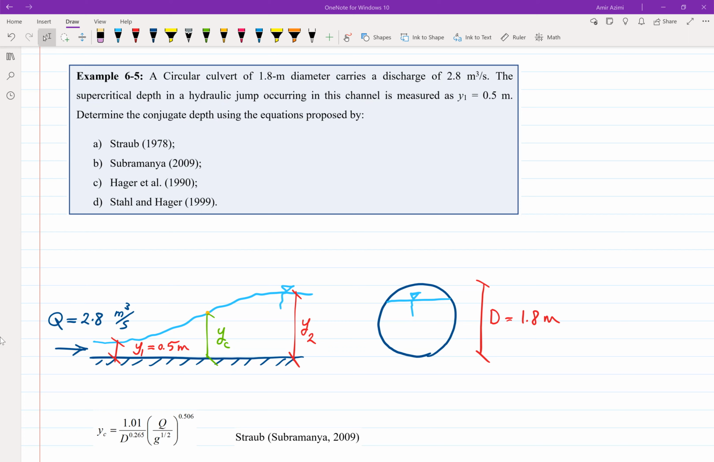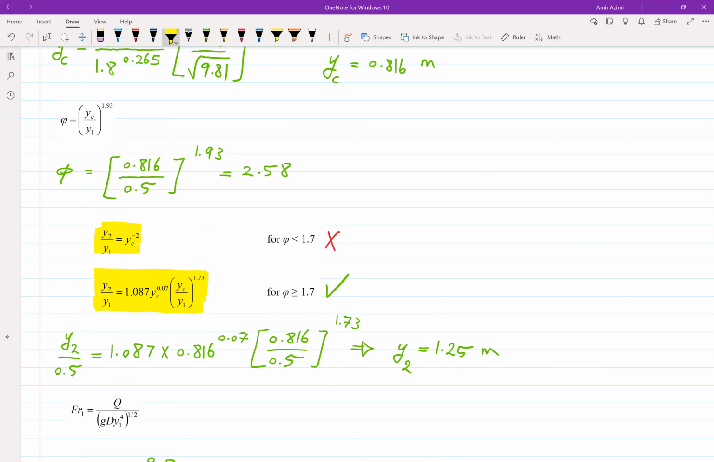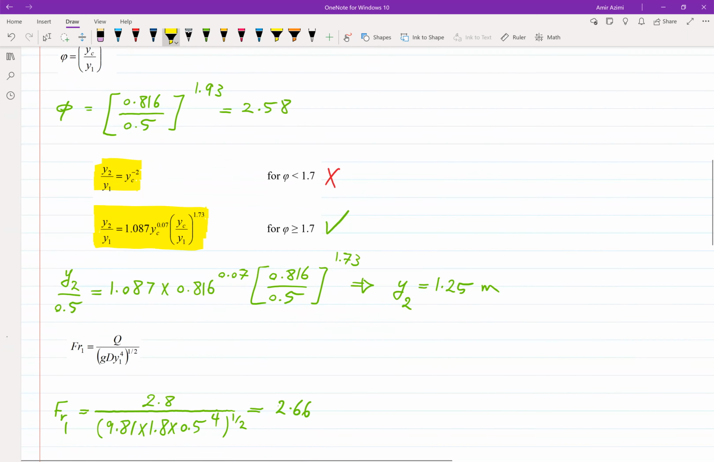Okay, our case is 2.58, so it's larger than 1.7. So Y2 divided by Y1 is equal to 1.087 YC to the power of 0.07 multiplied by YC over Y1 to the power of 1.73. You'll see that those equations basically come from laboratory experiments by doing regression analysis. This method gives us Y2, the conjugate depth, equal to 1.25 meter. It is still less than the diameter of the circular pipe.